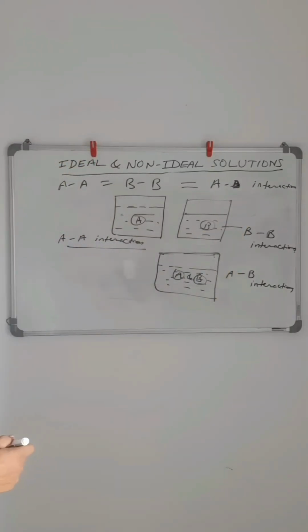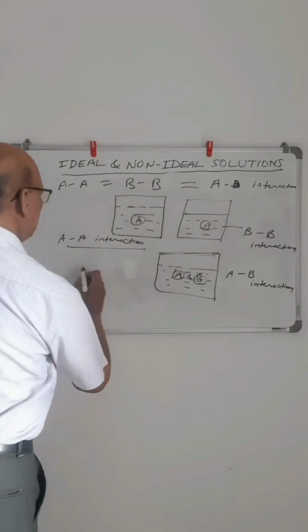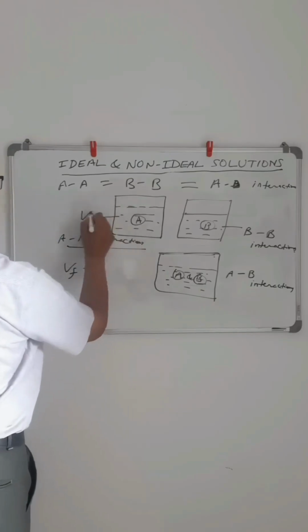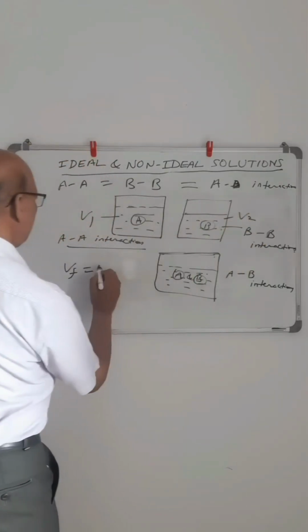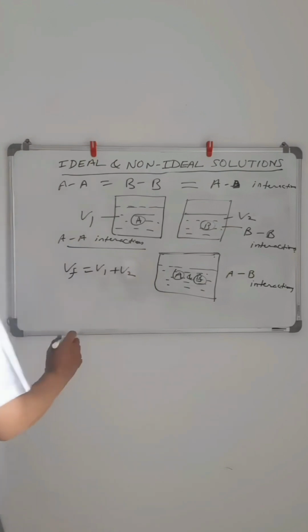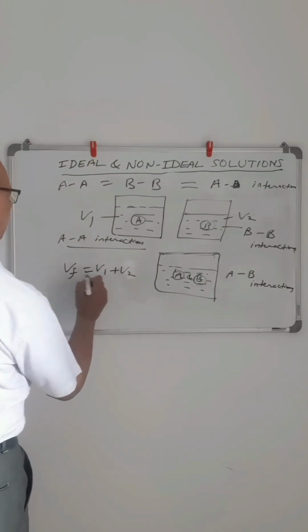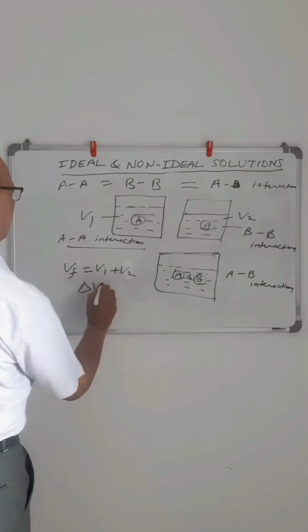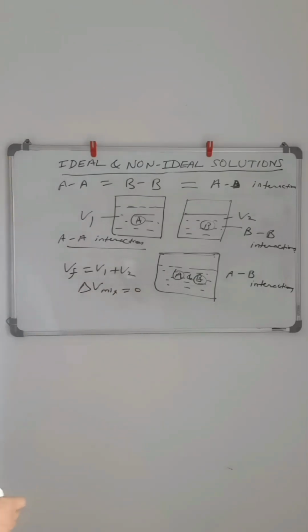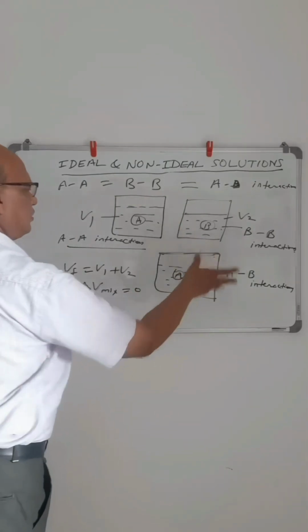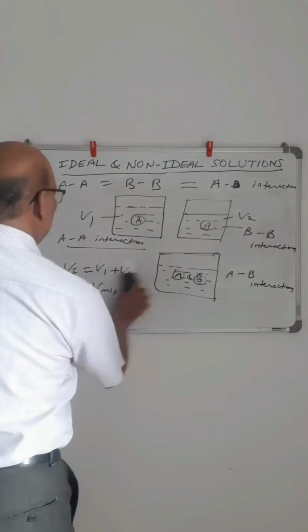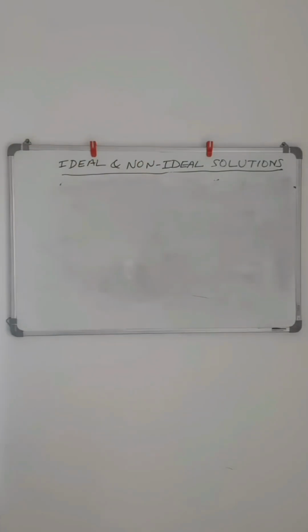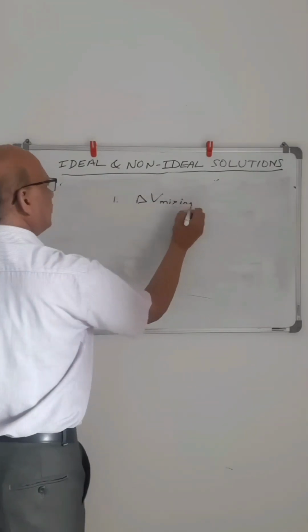Why is it so? Because if we mix the two liquids, then the final volume of this mixture, if we say V final, that will be equal to, say this is volume V1, this is volume V2. Then V final will be equal to V1 plus V2, and this delta will be 0. That means V final equals the summation of the two. So we can say that delta V mixing is 0 in case of ideal solutions because the interactions are almost identical. So the volume will neither increase nor decrease. So what are the conditions that this ideal solution will satisfy? Number one is delta V mixing will be 0.